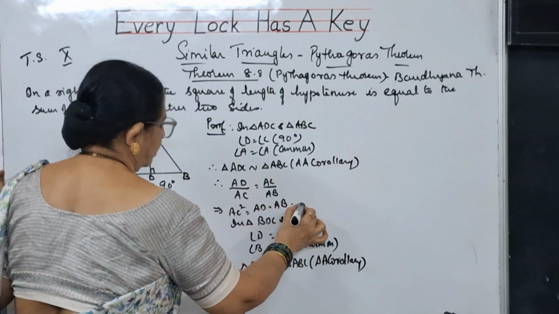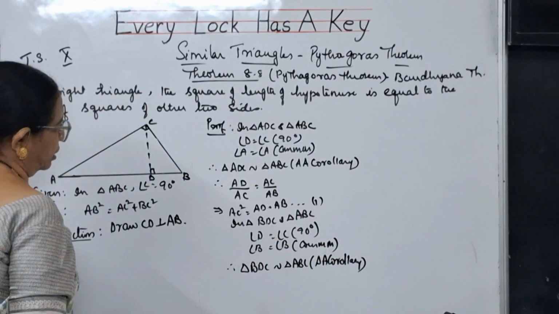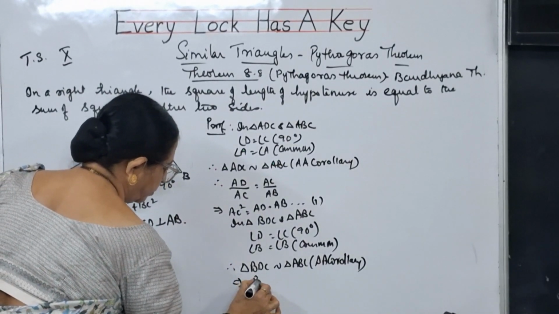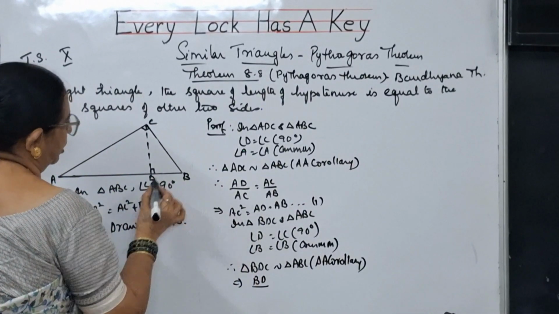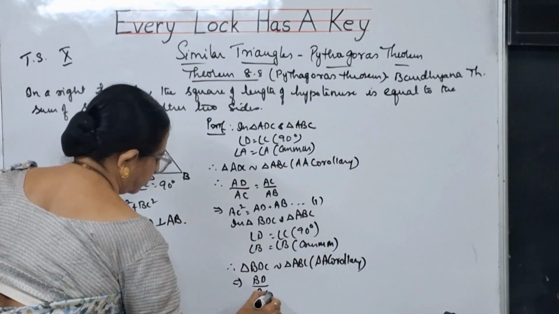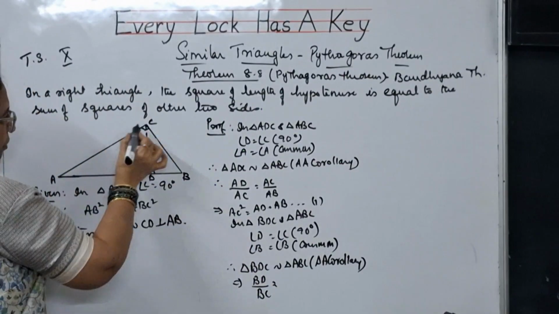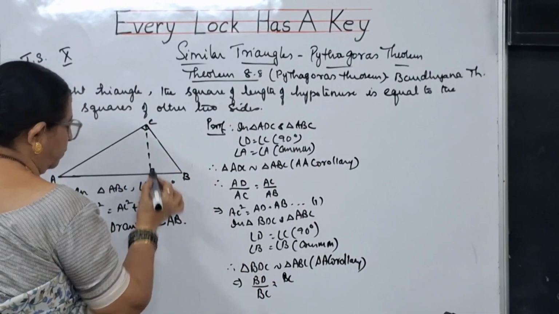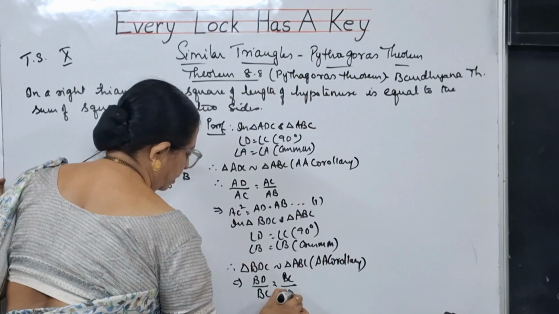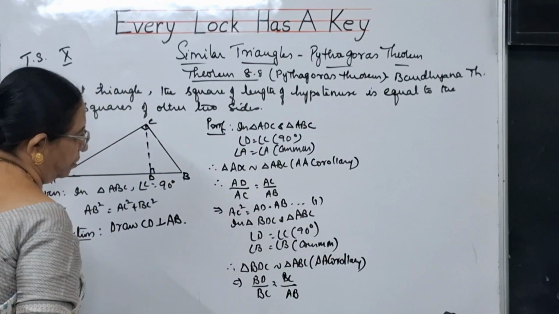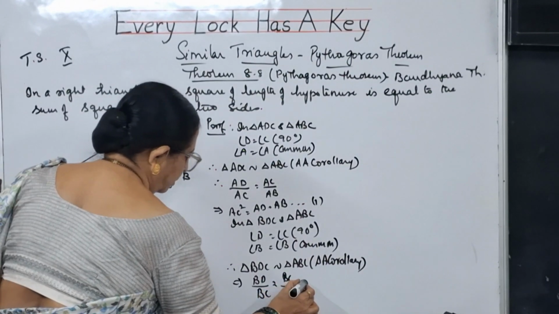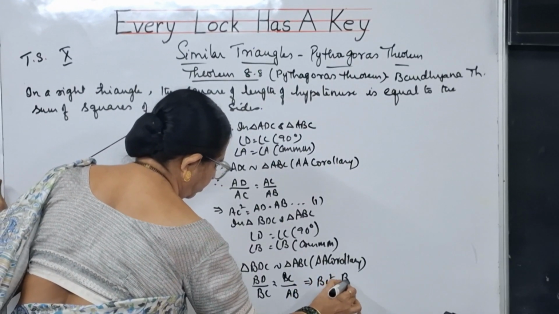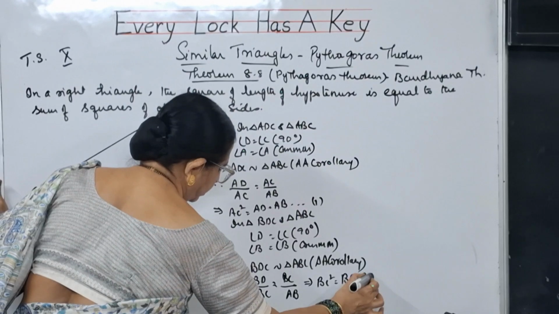This one we take as step 1. Now here, BDC, that is BD. Therefore, BD is the side of the small triangle by BC, and BC is the side of the big triangle. BC is the hypotenuse of the small triangle by AB. What do you mean by this? This implies BC square is equal to BD into AB.